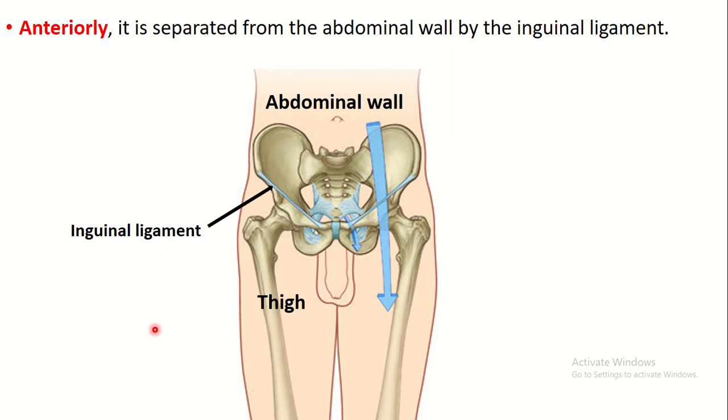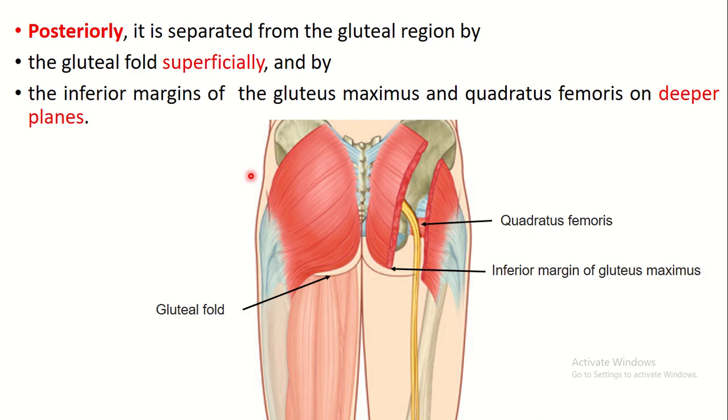The thigh is separated from the abdominal wall by the inguinal ligament. تعرفون inguinal ligament is the layer of connective tissue that extends from the pubic tubercle to the anterior superior iliac spine. Posteriorly separated from the gluteal region by the gluteal fold اللي حكينا عنه, fold of skin.